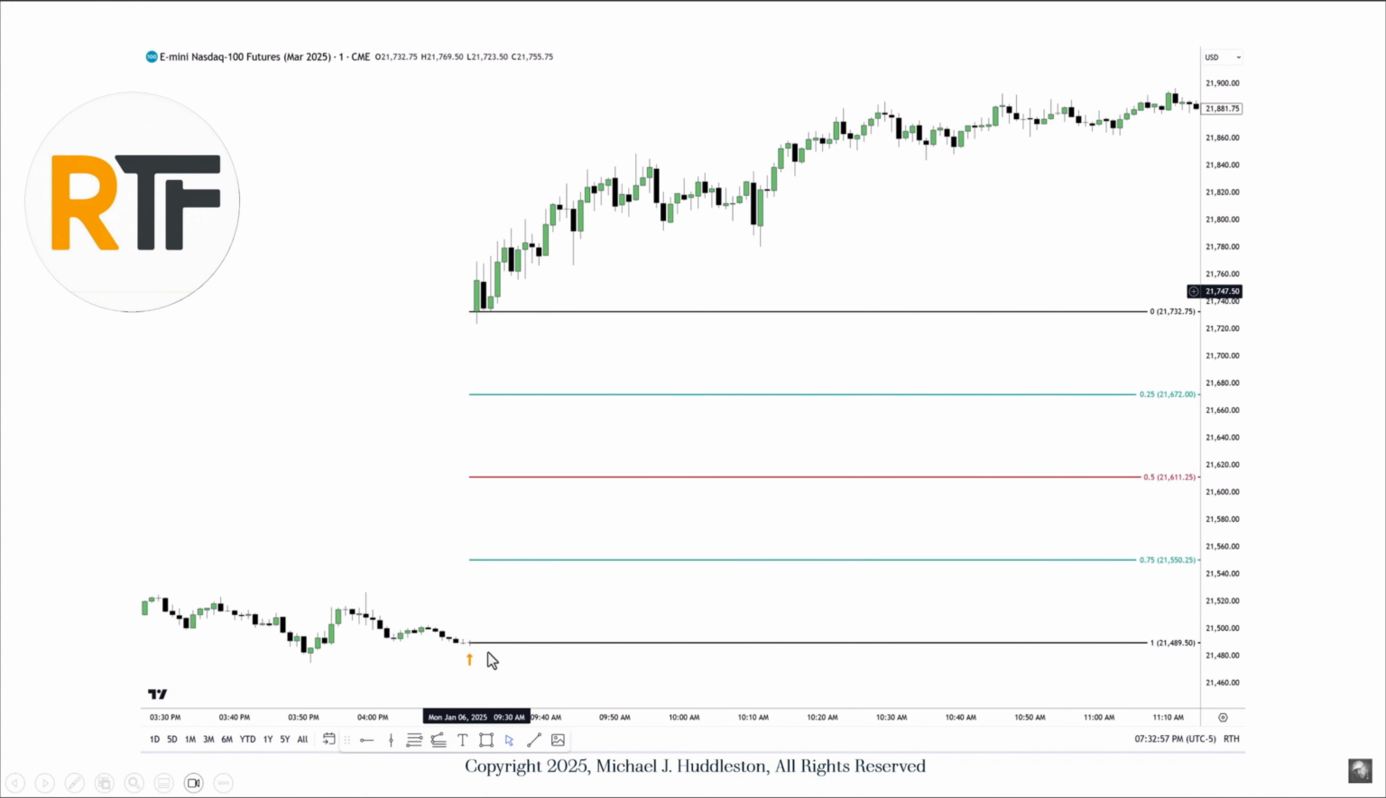Eventually, price will want to rebalance all of this because it's inefficient, because there's no price at all. This is an actual liquidity void because the opening range gap is defined by regular trading hours only. As soon as you start showing electronic trading hours, what you're looking at there is new day opening gaps or new week opening gaps.